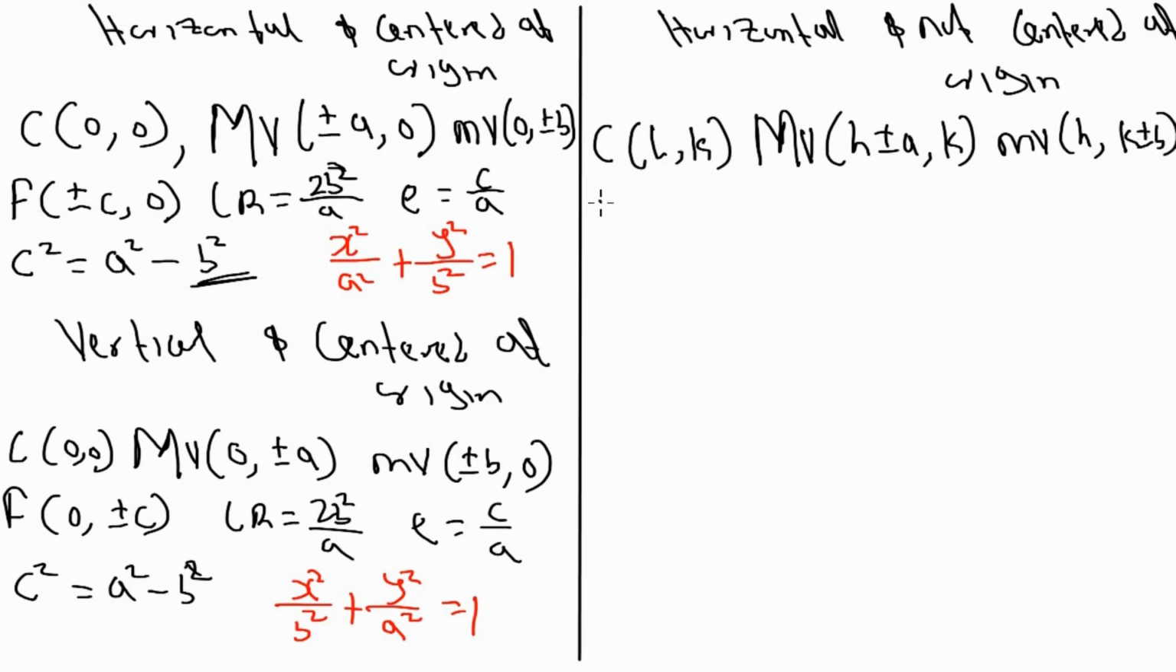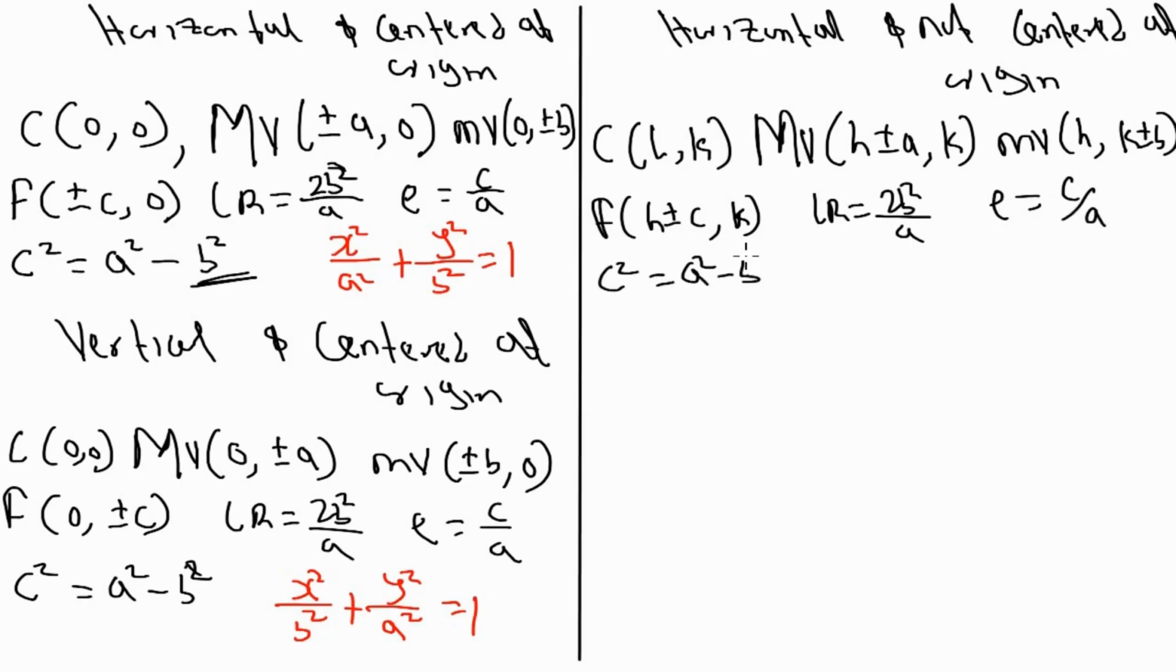Now, coordinate of foci. Coordinate of foci here is plus or minus c, comma 0. We need to add the value of h, comma k, which is the value of the center. So it's now h plus or minus c, comma 0 plus k, that's k. Then the latus rectum remains the same, 2b squared over a. Eccentricity remains the same, c over a. And c squared is still equal to a squared minus b squared. Equation: x minus h all squared divided by a squared plus y minus k all squared divided by b squared equals 1.